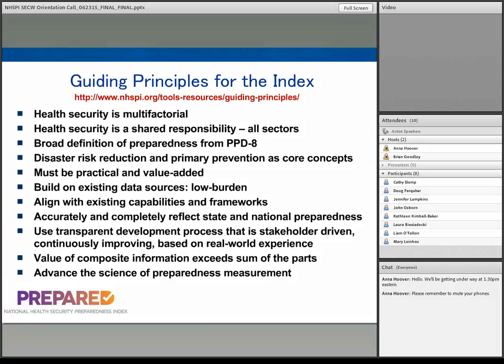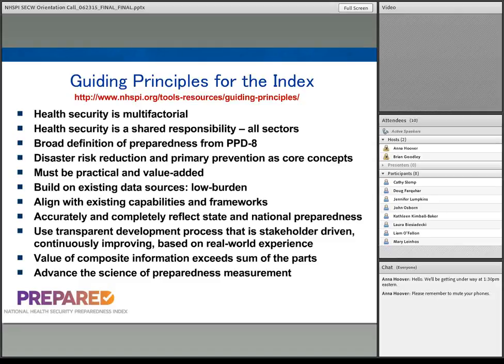We clearly don't think that we've reached where we want to be, but the index has to be better than what we currently have. There really hasn't been anything that looks at it comprehensively in the past. So we want to make sure that what we do is better than what we've had available, adds value to what people do, and is useful.